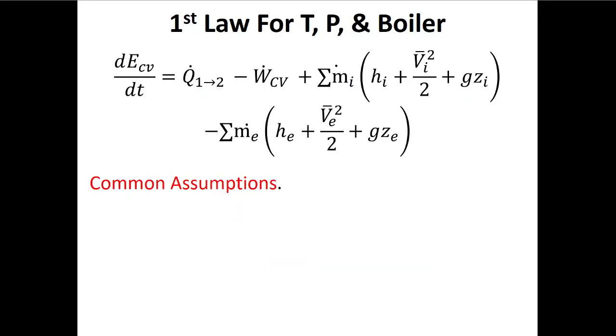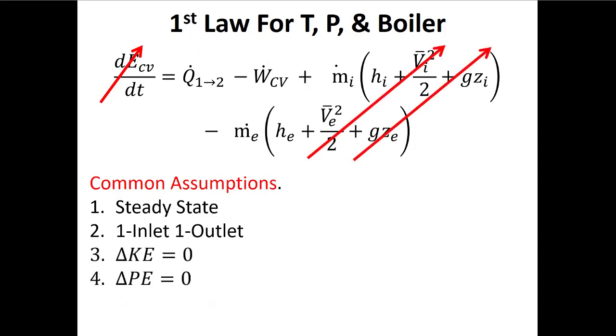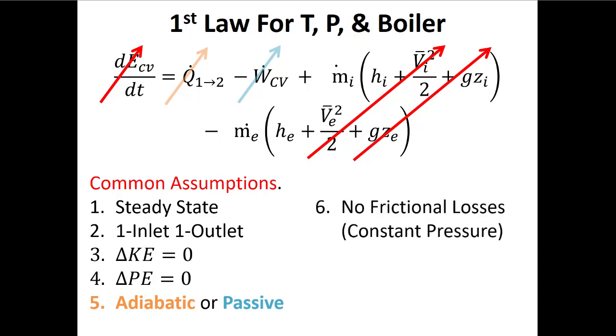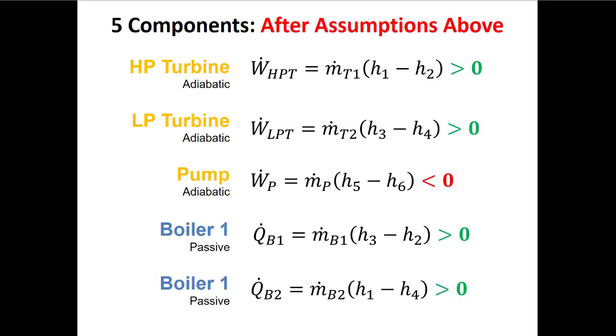So for all of these components, I'm going to use the first law. I'm going to say that we're at steady state, that we have one inlet, one outlet in all of these components, that there's no change in kinetic energy, no change in potential energy, and that the pumps and the turbines are all adiabatic, and the boilers, where we're adding heat, are all passive. I'm going to say that there are no friction losses, and that there are no heat losses in between the lines. So, these are the equations I'm going to get.